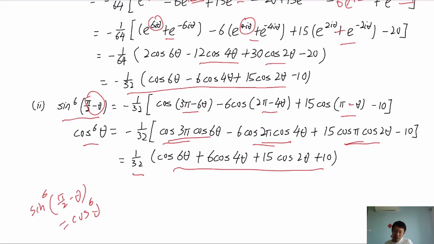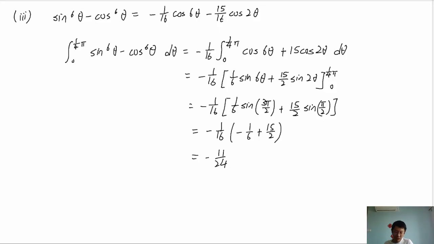Okay, so next one, we need to find the integral of sine power 6 minus cos power 6 from 0 to 1 over 4 pi. So basically, we have the expressions for sine power 6 and cos power 6, and then a lot of terms will actually cancel off each other because of the plus and minuses. Just work with the plus and minuses carefully, and then this is what we actually get from there.